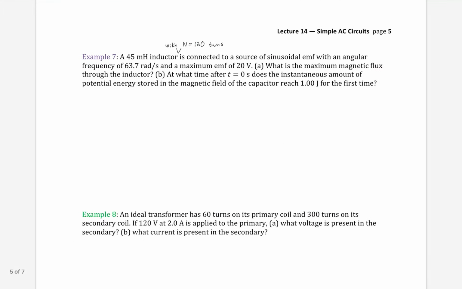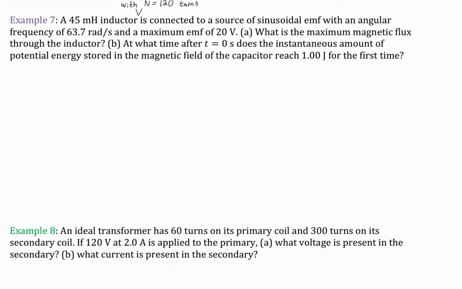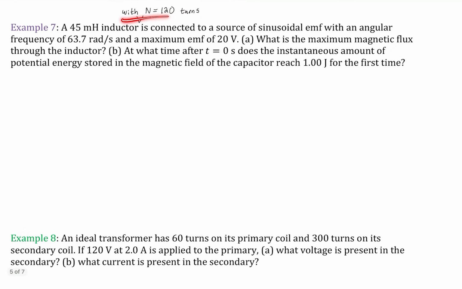Okay, all right, example 7 is more with inductors. Here I decided to ask about a couple of other things that you can ask for, magnetic flux and energy stored in inductors for these oscillating circuits. I did leave off the value here. I meant to specify the number of turns in the inductor because we will need that for part A.